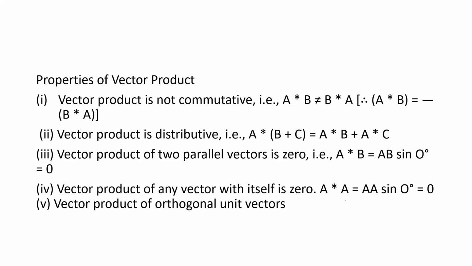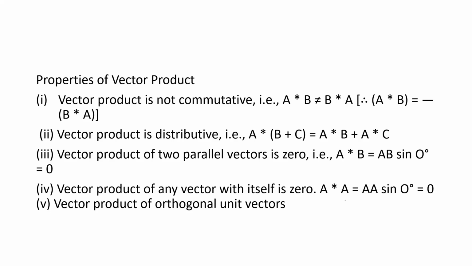The next property: the vector product of two parallel vectors is 0. So A cross B is equal to AB sine 0, and sine 0 is 0. Therefore it becomes 0. In the case of the scalar product, we have seen that when they are parallel vectors, the value is 1. When they are perpendicular vectors, the value is 0. Here it is reverse. Okay. Then next, the vector product of any vector with itself is again 0. There it was A square, here it is 0.